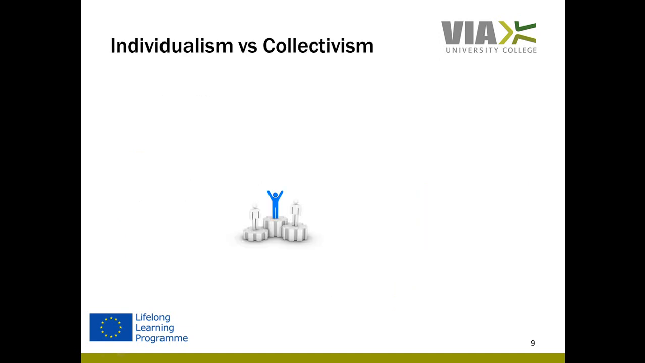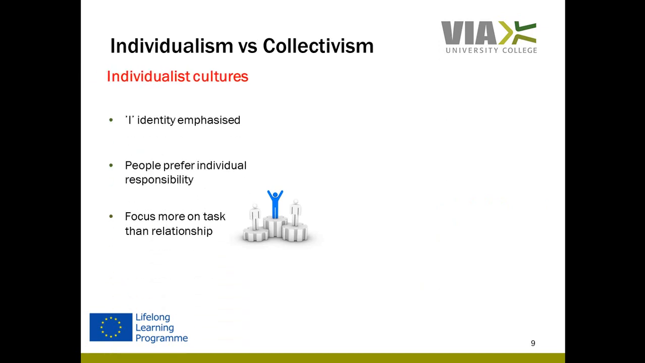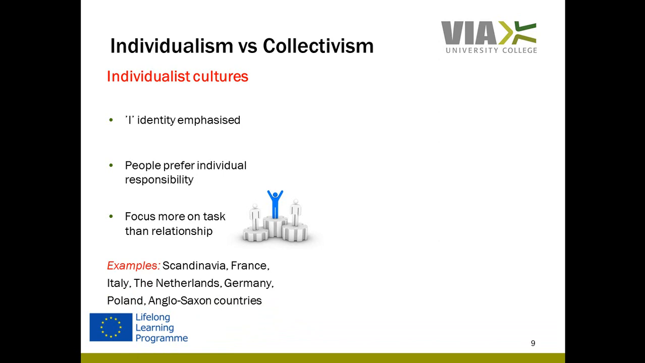The first value dimension that I'll describe gives the opposites between individualist and collectivist cultures. As you'll see, individualist cultures emphasize individual identity. This means that they prefer individual decisions and working alone. Individualist cultures are largely governed by a commitment to do what's best for the individual, as long as it doesn't infringe on the rights of other individuals. Individualist cultures also tend to value direct feedback and to express their opinion directly. Some examples of individualist cultures are Scandinavia, France, Italy, the Netherlands, Germany, Poland, and Anglo-Saxon countries.